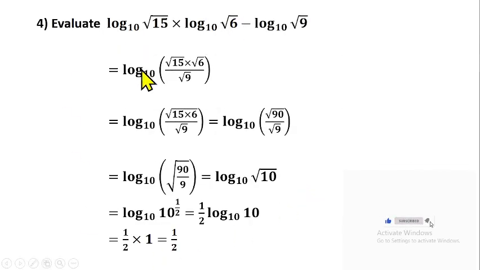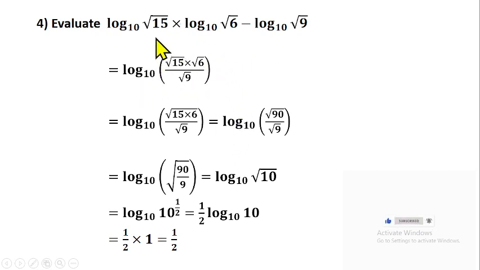Let's see another question using the laws of logarithm. You are having log of root 15 base 10 times log of root 6 base 10 minus log of root 9 base 10. They are all in the same base, so we can apply the law of logarithm here. Sorry, this is plus, not times. Change that, this is an error. So you have log root 15 base 10 plus log root 6 base 10 minus log root 9 base 10.